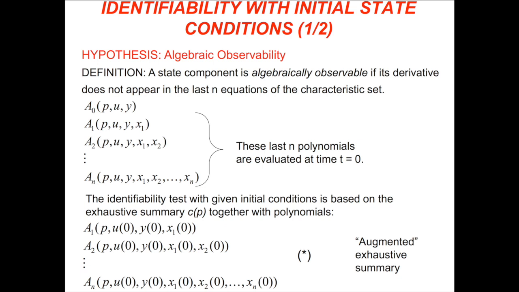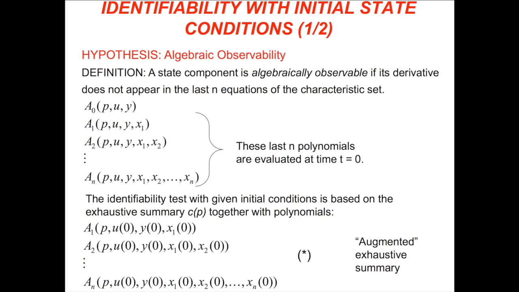So we have to do... I called this the augmented exhaustive summary, just to understand. So now we have a new, augmented exhaustive summary, and in practice we can have two different situations. If you know the initial conditions, then these polynomials are polynomials only in the unknown P, and they bring some independent information to the previous polynomials of the exhaustive summary, and then they can obviously help in identifying your unknown parameters.